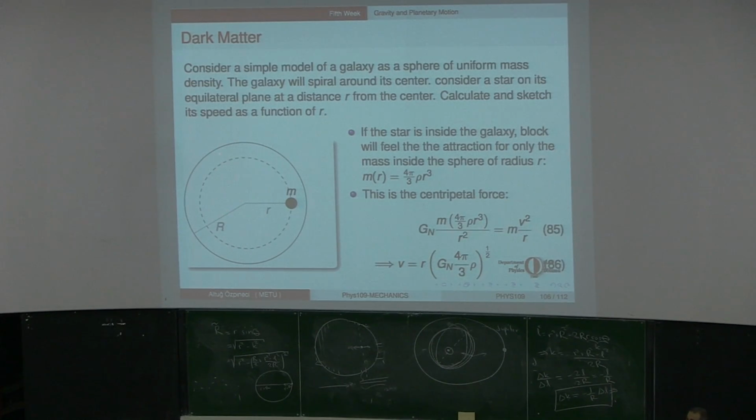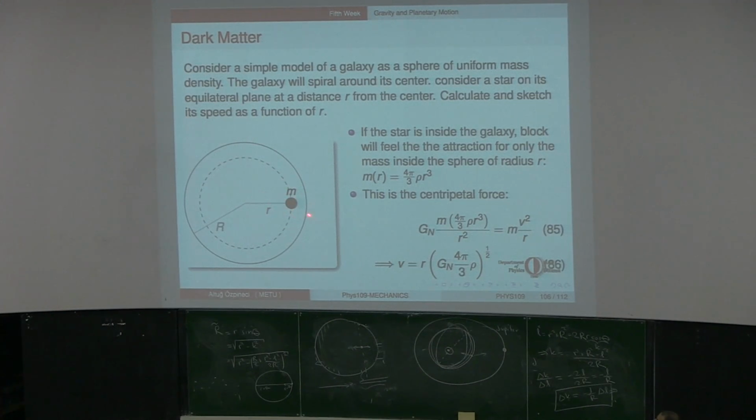So the origin of this dark matter problem is observations made on galaxies. Just take any galaxy. You can model it as a sphere. It's just a very crude model, a very simple model. Just model it as a sphere. And in this galaxy, just look at one of the stars at a distance r from the center of the galaxy. Now the galaxy is rotating around its center.